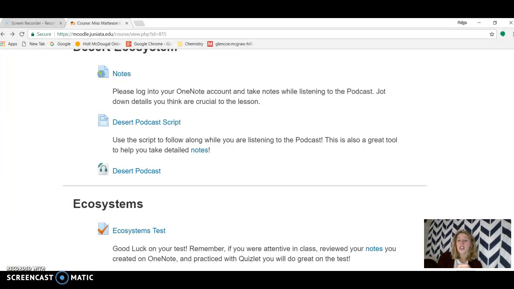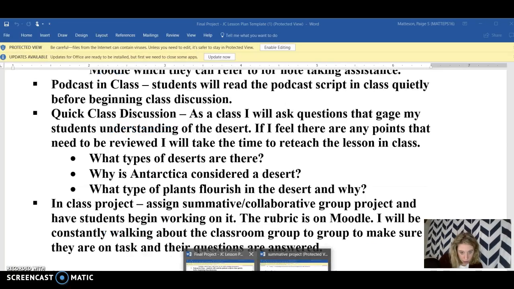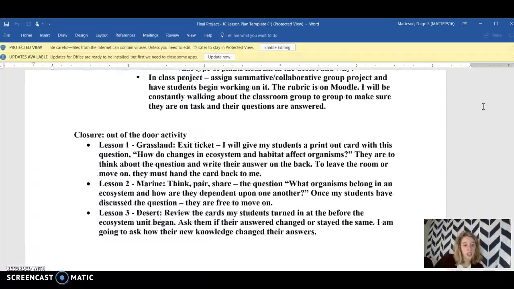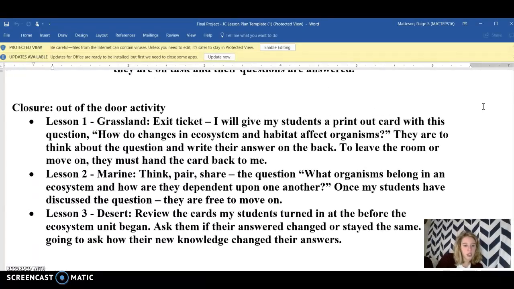And then to close my class, I'm just going to pull it up real fast for you. Let's scroll down a little bit. So I just wanted to go back to the beginning of my unit, and not even just of the desert unit, of the grasslands. I had my students write on a note card where they want to travel in the world and what type of ecosystem they think it was.